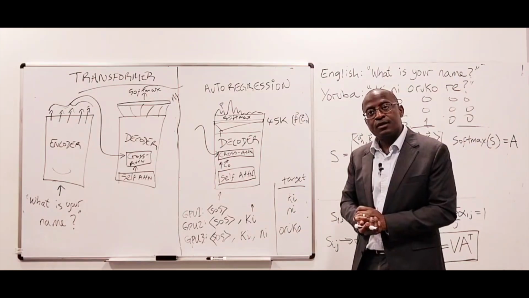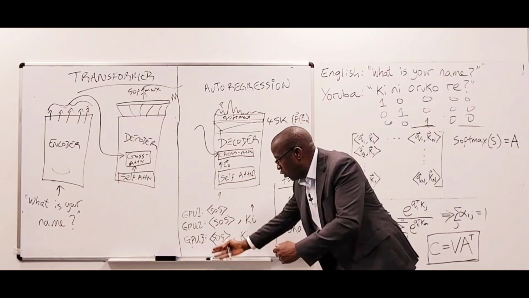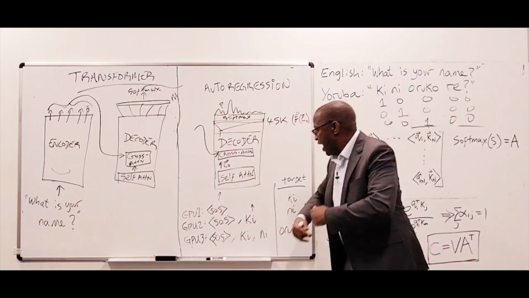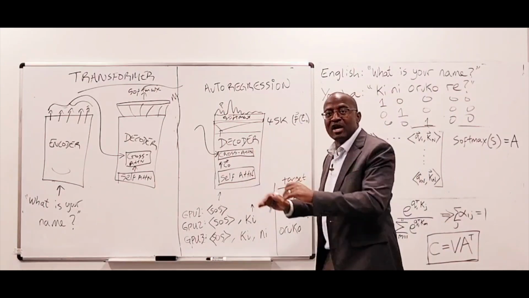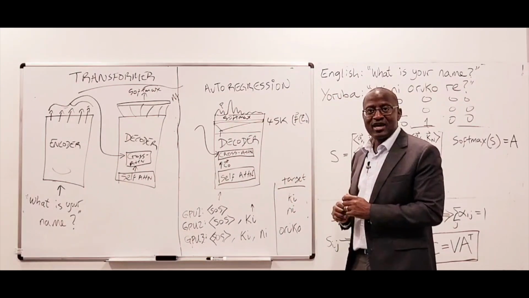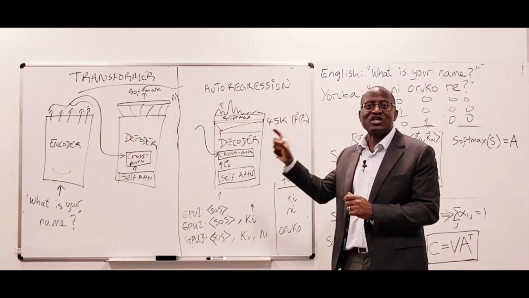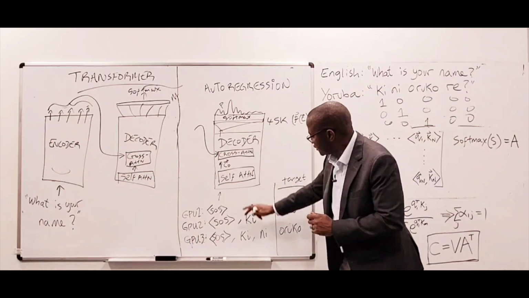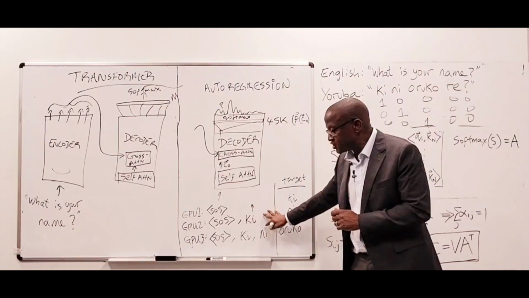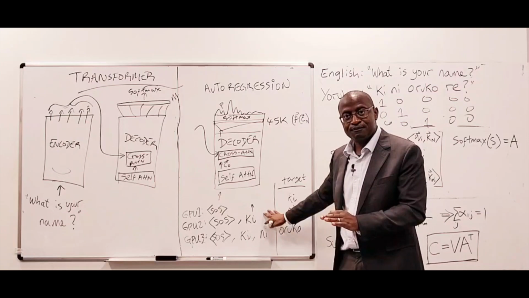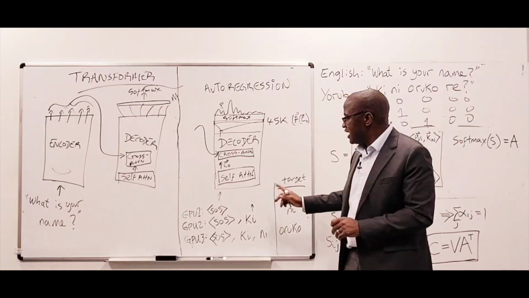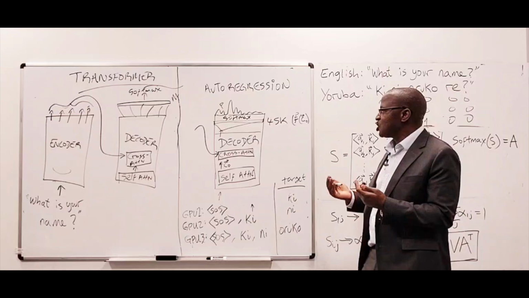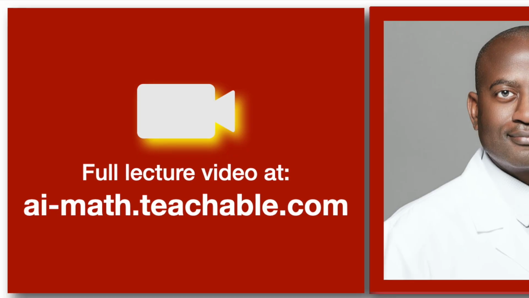All right? And then you go on to GPU number 6, and all of this can run at once and update your weights. That's part of the power of the transformer architecture. And this happens during training. All right? Parallel processing. Now, what happens during inference?